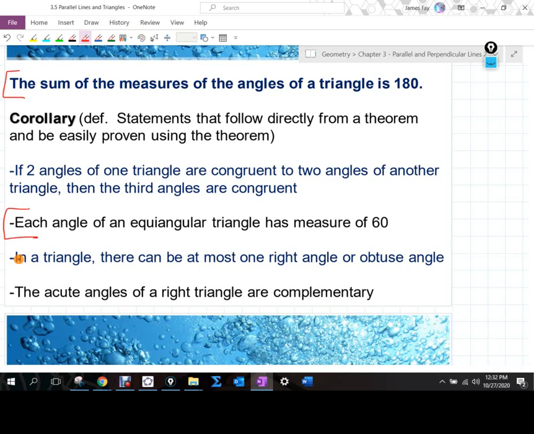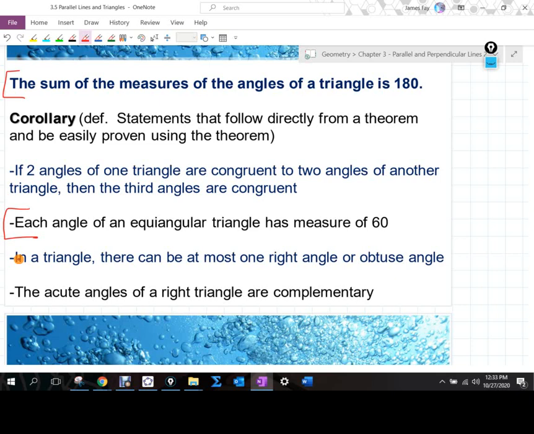Okay. Well, if I want to show that each angle of an equal angular triangle measures 60 degrees, that comes straight from that 180. If they're equal angular, that means I've got 3 of them, right? 180 divided by 3 gets that 60 right away. See how that's a quick line of thought to get to that 60? It's not an elongated proof, so we call that a corollary. Okay?